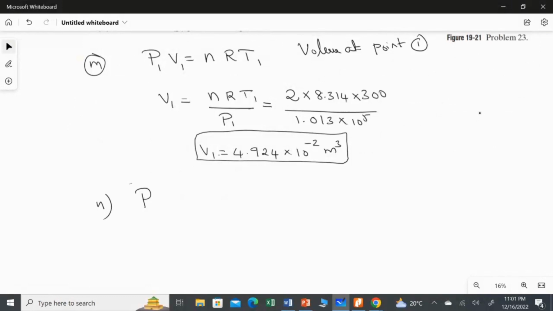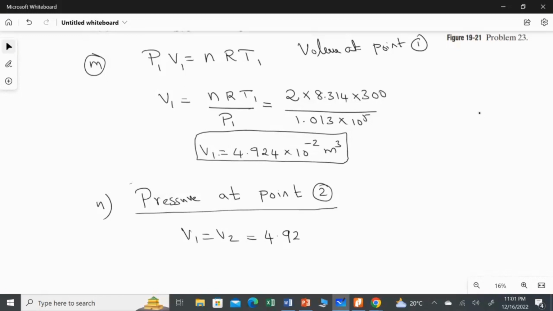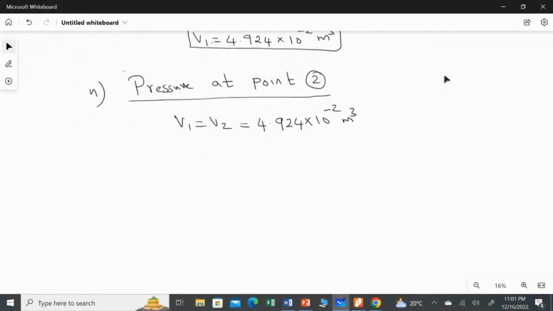We are going to find the pressure at point 2. For that I use V1 equal to V2. I am going to take the answer of V1 that we already found in the M part, which is 4.924 multiplied by 10 power minus 2 meter cube. Now again I am going to frame the ideal gas equation for the second state. Therefore P2 V2 is equal to nRT2, right?